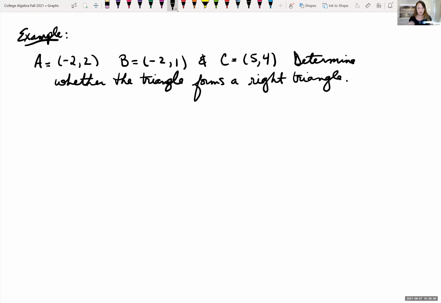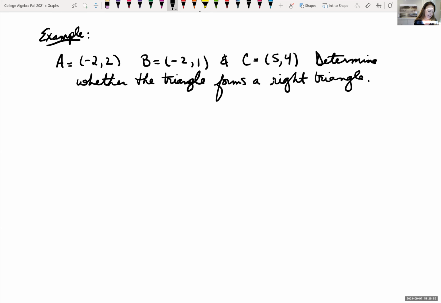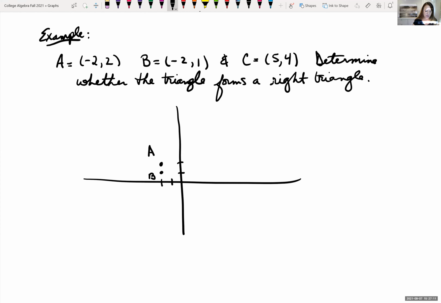So for the next example, we're given 3 points, and we want to know if the triangle formed by those 3 points is a right triangle. Again, we don't really need to plot these, but I think it's helpful sometimes just to see it. So let's plot the point A, which is -2, 2. Our point B, which is -2, 1. And C, which is 5, 4.